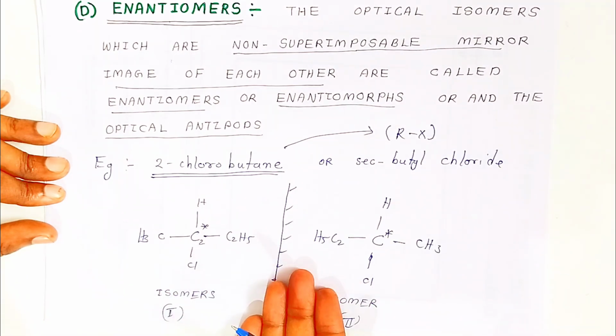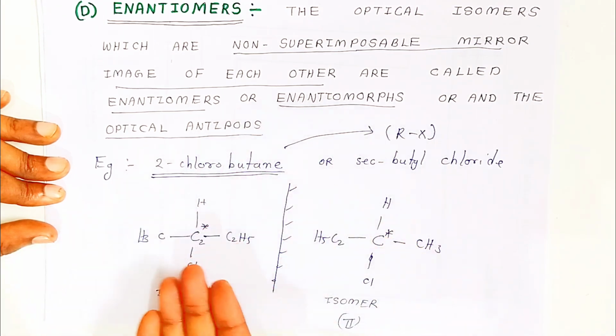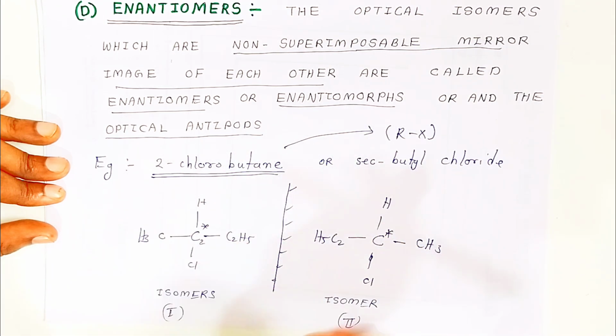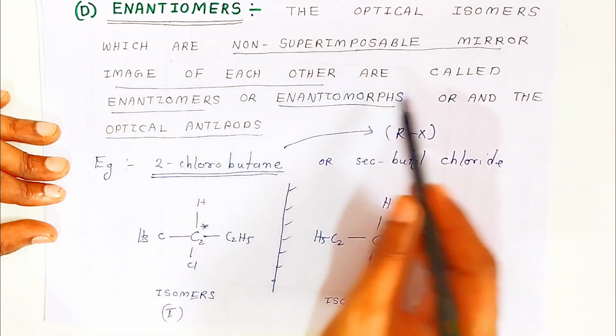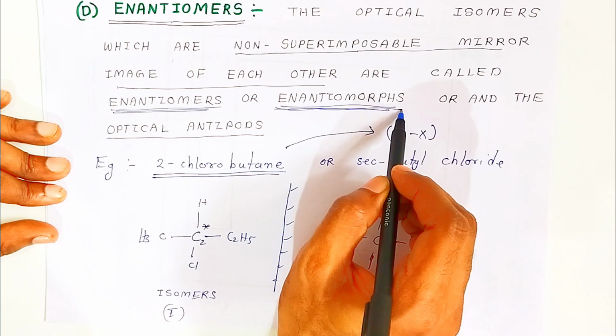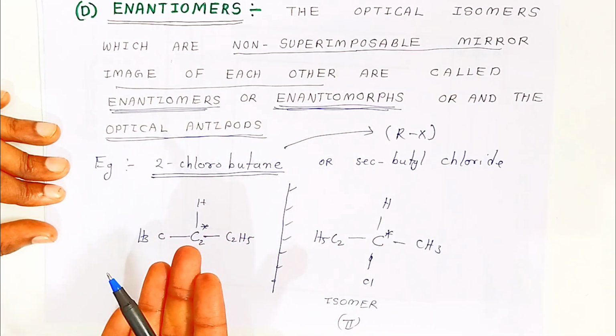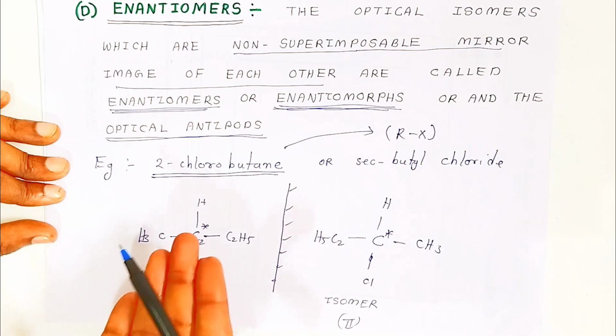So these two isomers of this molecule, 2-chlorobutane, are called enantiomers. Optical isomers which have non-superimposable mirror images are called enantiomers. We can also say enantiomorphs, or optical antipodes. So 2-chlorobutane has optical antipodes. They are enantiomers, or you can also say enantiomorphs.